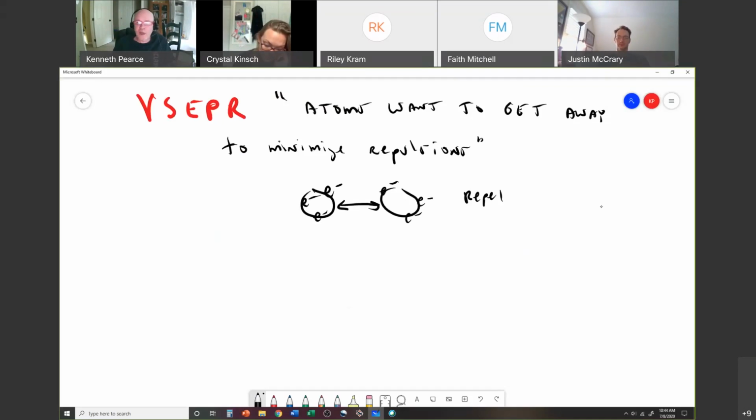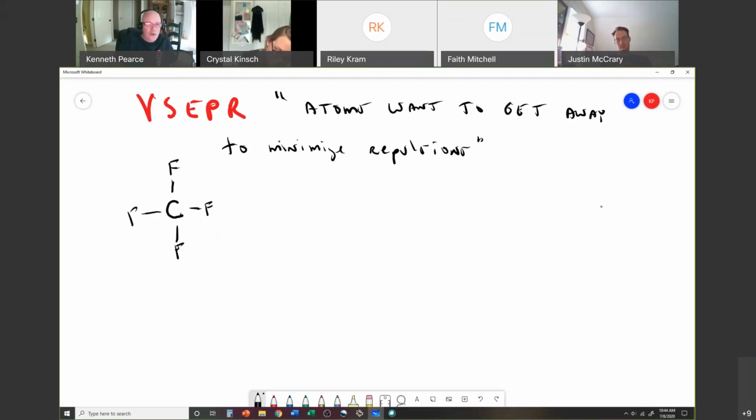All right, so what does that mean? Well, that means that if you have something like, let's say, carbon tetrafluoride, and you were to sketch this out, well, you wouldn't see this because these guys would be considerably closer together than those guys. And so the shape that you get is going to end up being whatever minimizes the repulsions. In other words, everybody's as far apart as everybody can get.